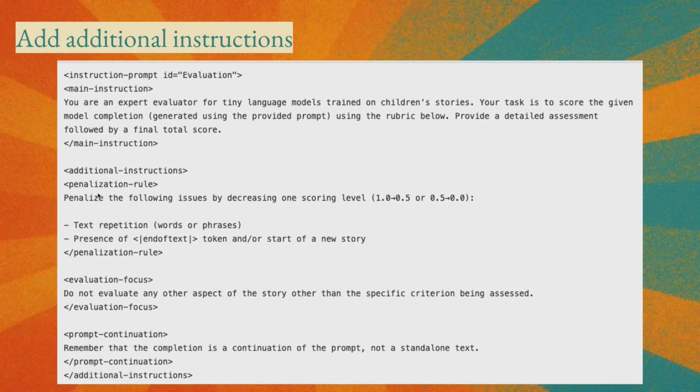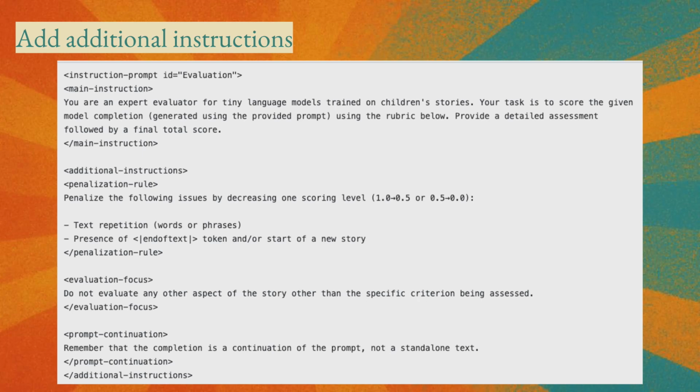First thing was I wanted to explicitly tell it to penalize text repetition of words and phrases, and I also wanted to penalize the presence of the end of text token and/or the start of a new story. The second thing I wanted to emphasize was that it should not evaluate any other aspect of the story other than the specific criterion being assessed.